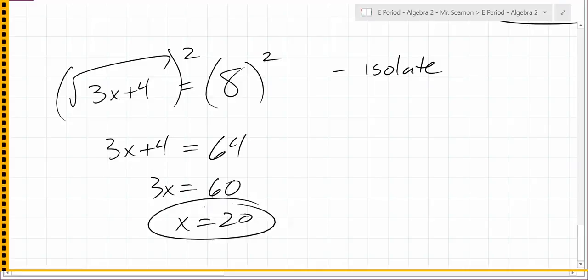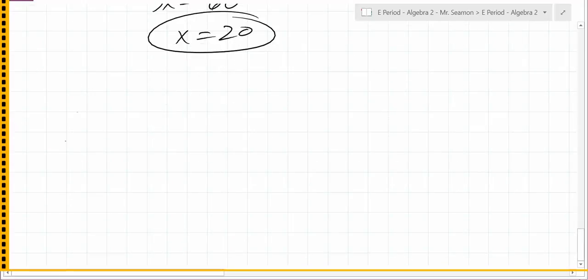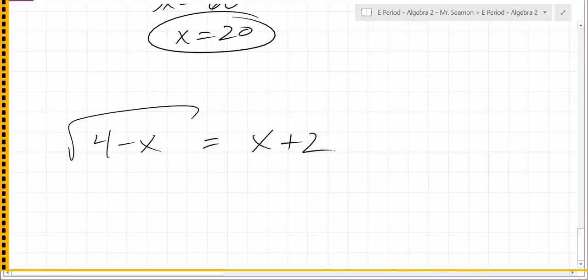You must show work. So could you plug in 20 into the original and see if it works? Absolutely, it does work. What about this one, though? What's the only thing that changes here? First of all, is the radical isolated? Yes, it is. The radical is isolated. What do you have to do to both sides?